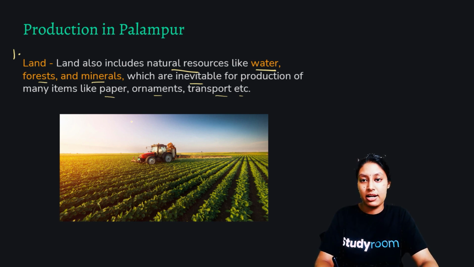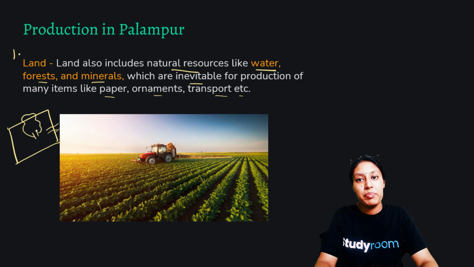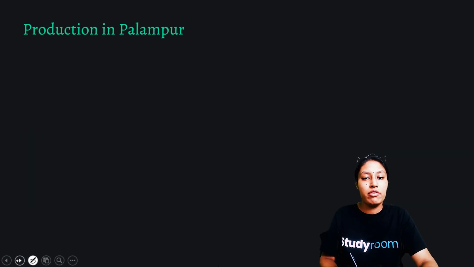First element is land. One, you require a space for the production in your factory. It also includes natural resources like water. Some factories require that as well. Some require forest as well. For example, in a paper factory, they require forest and wood. Some also require natural resources, minerals. So this first element is land, which is the most required thing for any kind of production.